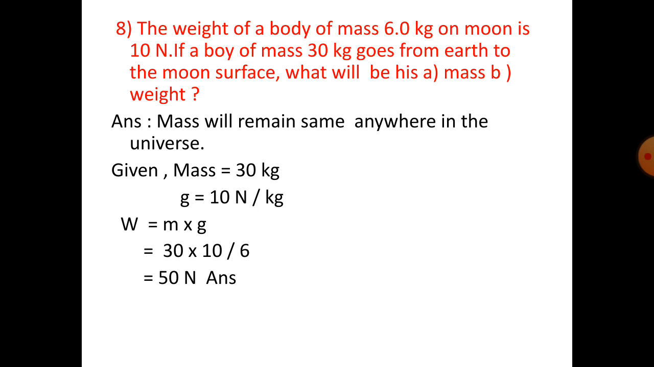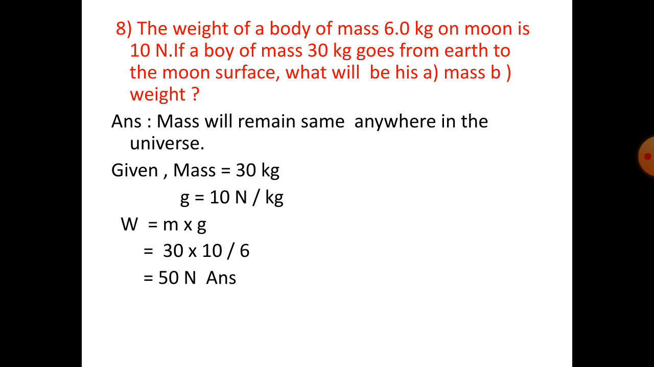Number 8. The weight of a body of mass 6.0 kg on the moon is 10 Newton. If a boy of mass 30 kg goes from Earth to the moon surface, what will be his mass and weight? So his mass will remain the same anywhere in the universe. And to find the weight, the mass of the boy is given as 30 kg, and g, we know, is 10 Newton per kg.